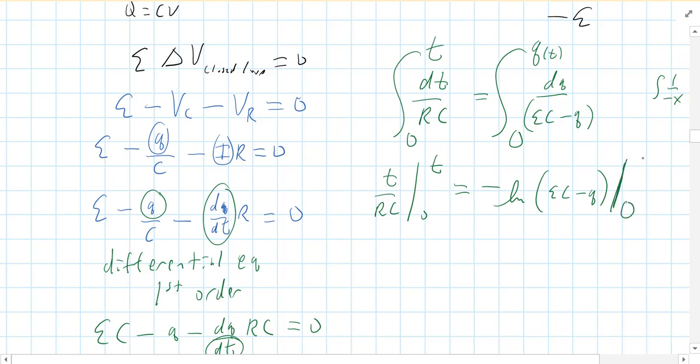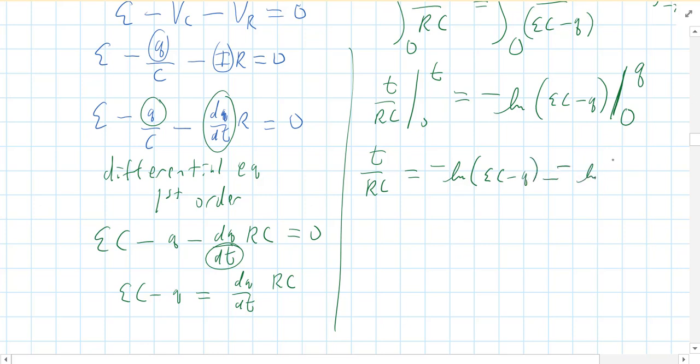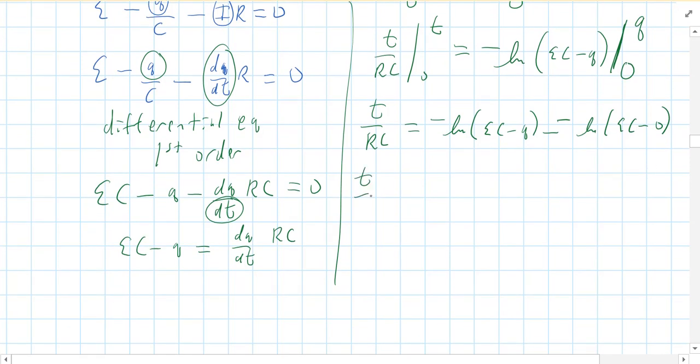You have to evaluate this. Okay, the 0 is actually going to matter here, right? All right, so the left side of our equation is really simple: t over RC. The right side of our equation, you get negative natural log of EC minus Q, minus negative natural log of EC minus 0. Okay. Now, if you don't put that 0 in the right spot, then you're going to get a total nonsense answer. Okay. Do a little more algebra here.